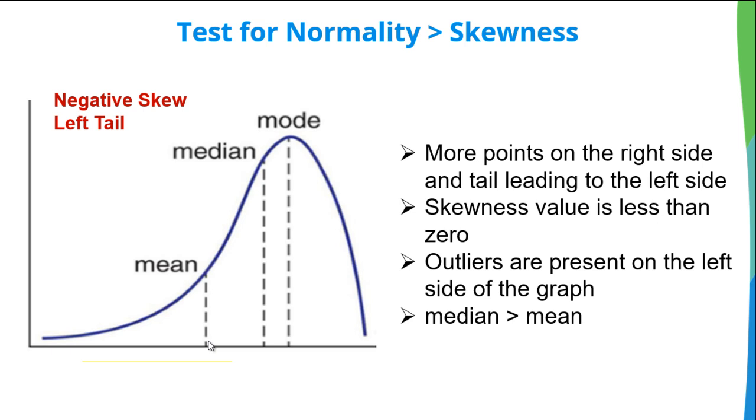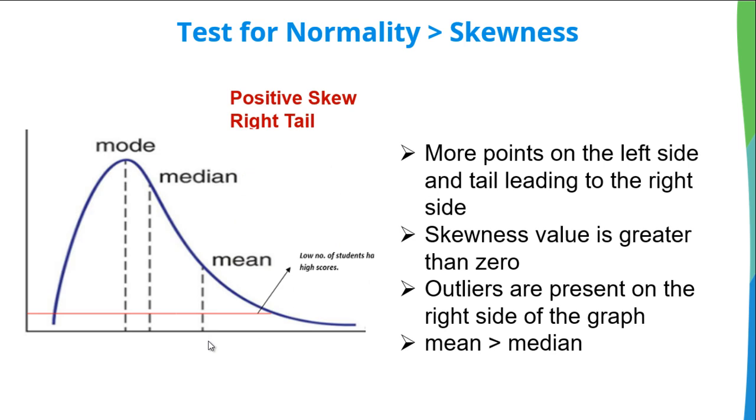All right, so we also have what they call positive skew or right tail, because the tail is on the right side. This means more points on the left side and the tail leading to the right side. The skewness value is greater than 0 at this point. Outliers are present on the right side of the graph.